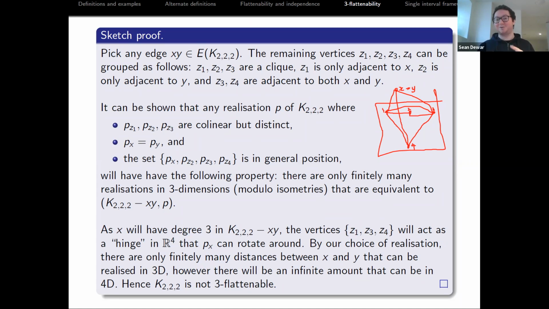So our last step to create our unflattenable framework is we take our vertex X and we rotate it in the 4th dimension to some point which cannot be flattened, and then we add the bar between X and Y. And then this framework in 4D cannot be flattened at all, which is quite a nice way of doing it. Are there any questions on that? It's a bit strange. It's hard to think in 4D.